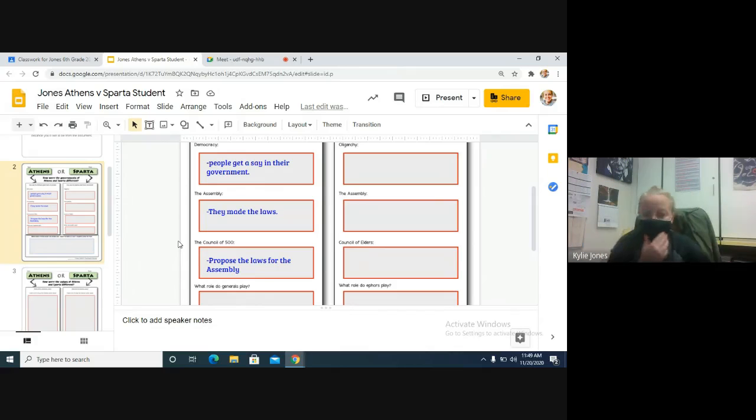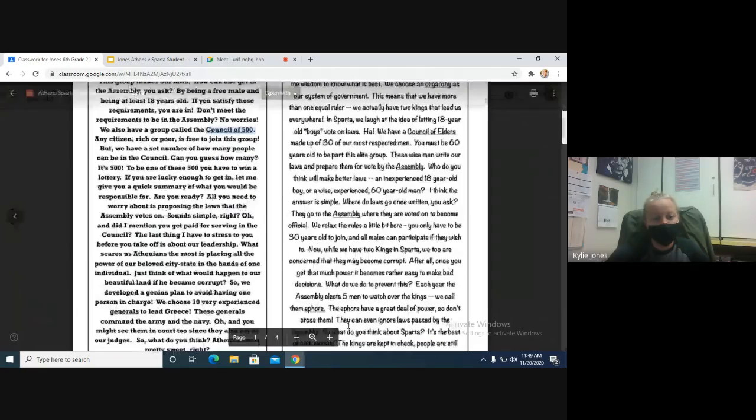Okay, they propose the laws. And then our last one is, what role do the generals play? They are the people that run Greece, like they're in charge of it. Let's see.